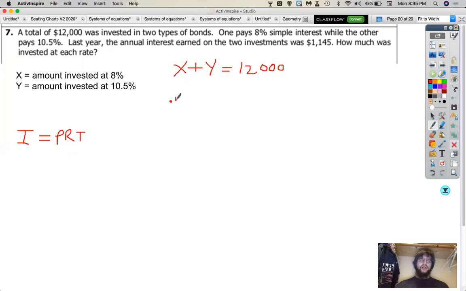So if I do 0.08X, that's 8%, don't forget, plus 0.105Y equals the interest earned, 1145. So this is a little tricky. You had to know some stuff about financial math. I equals PRT. That's what simple interest is. Now, it's a very common equation. You should have come across it a few times already. If you have, great. If you haven't, now you have.